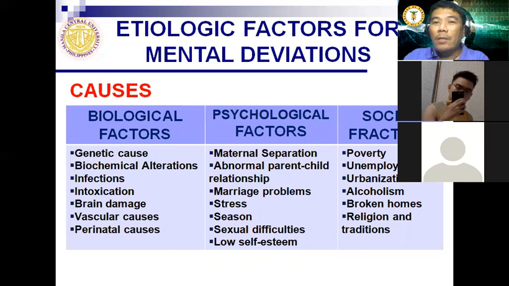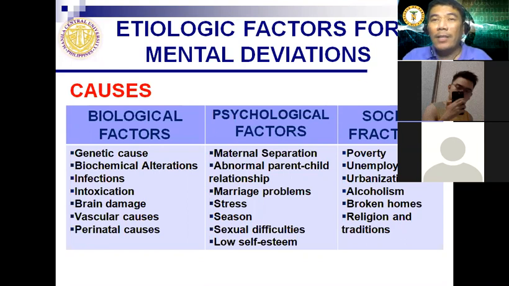Now, the etiologic factors that may be considered for mental deviations are biological, psychological, and social factors. When we talk about biological factors, these are situations or factors that basically consider the body's response that could be related to mental deviations. For example, genetic: mental deviations could be inherited. So when you are about to make a pathophysiological framework for mental deviations or maladaptive behaviors, you will use this as a guide to ask the relatives and the clients themselves.